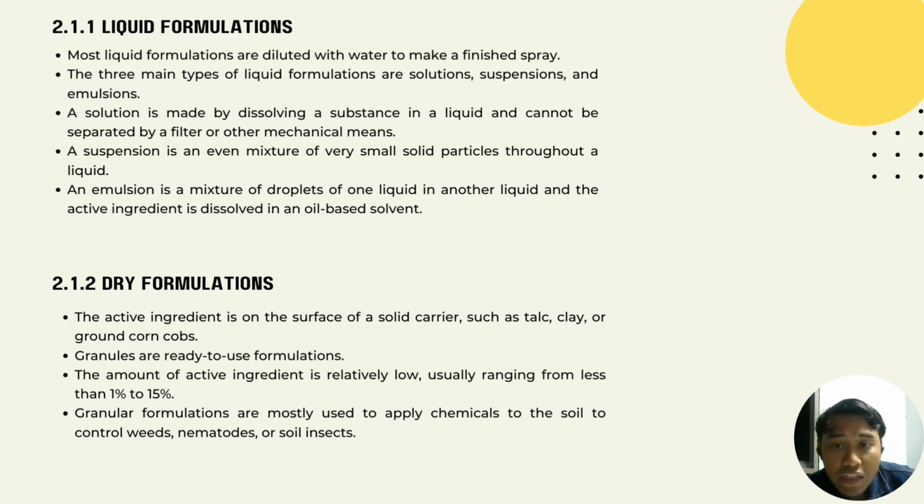So next is dry formulation. The active ingredient is on the surface of solid carriers such as clay and ground corn cobs. Granules are a ready-to-use formulation. The amount of active ingredient is relatively low. Granular formulations are mostly used to apply chemicals to the soil to control weeds.